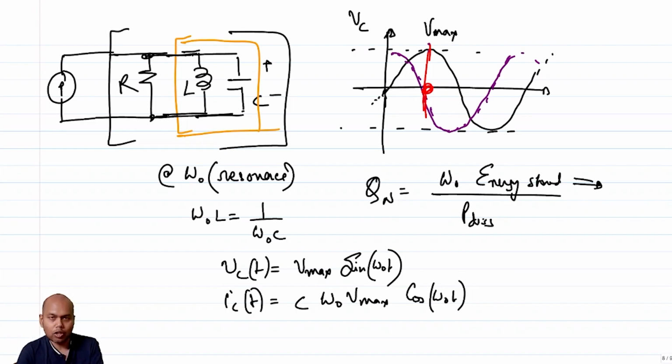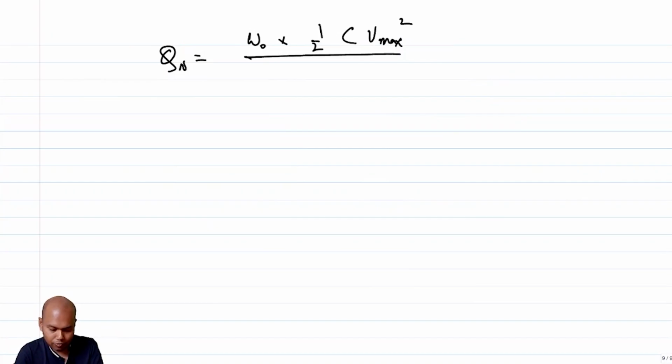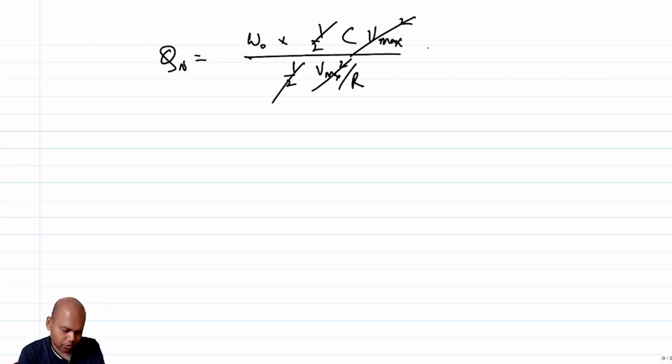The V max voltage also appears across R, that is the amplitude of the voltage across R, which means the power dissipated in the network is half V max squared by R, right? So this goes, this goes, so you get omega naught RC. This is the Q of the tank, and I also know that omega naught C is equal to 1 over omega naught L. So this is also equal to R by omega naught L, right?